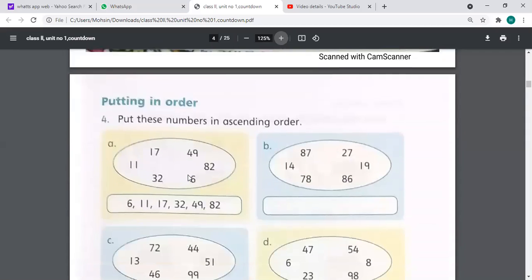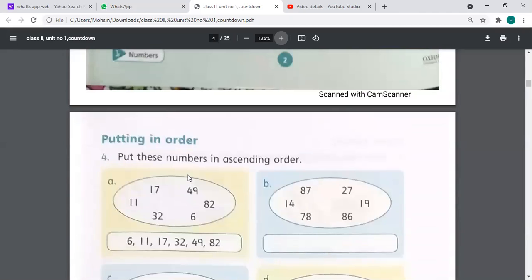Come on page number 3. On page number 3, what you have to do is putting in order. As we know from the previous class, we know the meaning of order. You have to write the digits line wise. Order means that you have to arrange them and write them in a line, line wise.